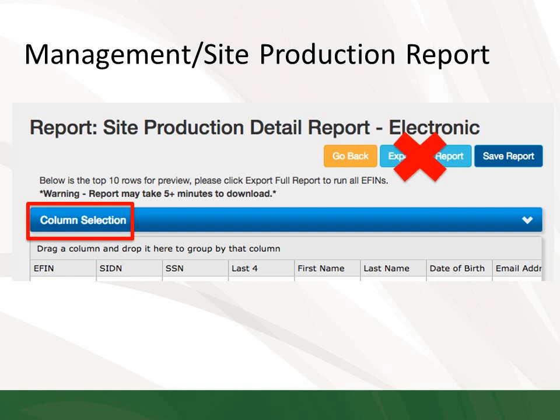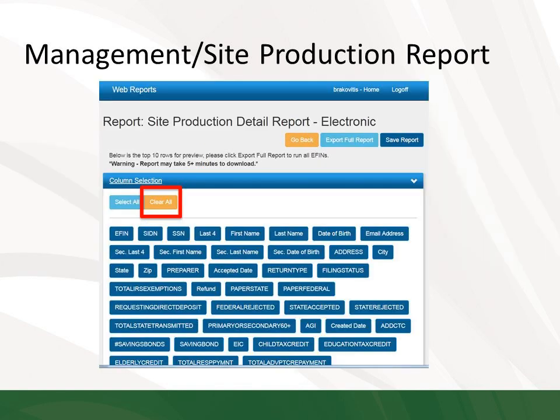If you don't do that, you're going to get the report that has basically all of the information that is available through TaxSlayer's management reports, and that is everything from the EFIN, site ID, first name, last name, social security number, all that stuff, things that we don't necessarily need for MEIC, though you may want them for other reports.